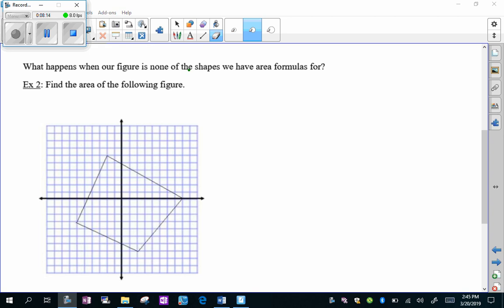Example 2 says, what happens when your figure is none of the shapes we have area formulas for? So it says find the area of this shape that's on our coordinate plane. So this is going to be another method. What we're going to do is enclose the shape and subtract off the areas that we don't need. So let's write that down.